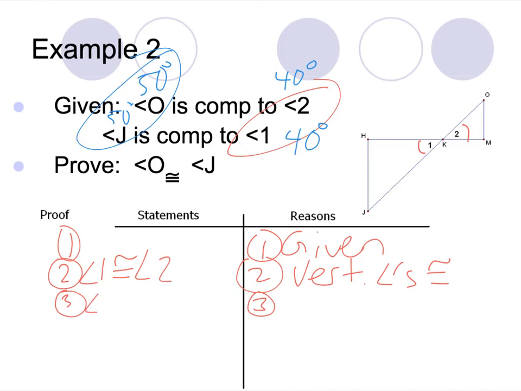All right, so angle O is congruent to angle J. Complements of congruent angles are congruent.